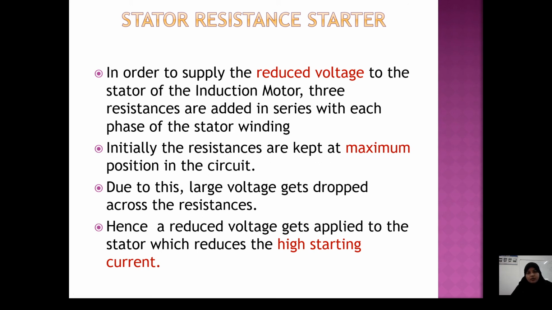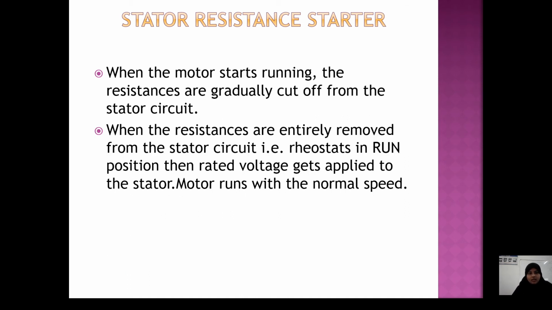In order to supply the reduced voltage to the stator of the induction motor, three resistances are added in series with each phase of the stator winding. Initially the resistances are kept at maximum position in the circuit, so line voltages will get dropped across the resistances. So reduced voltage will be applied to the stator, which will reduce the high starting current. When the motor starts running, resistances are gradually cut out from the stator circuit. When the resistances are entirely removed, that is, rheostats in run position, then rated voltage gets applied to the stator and the motor will run with normal speed.